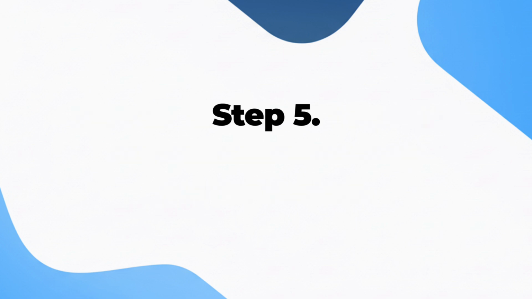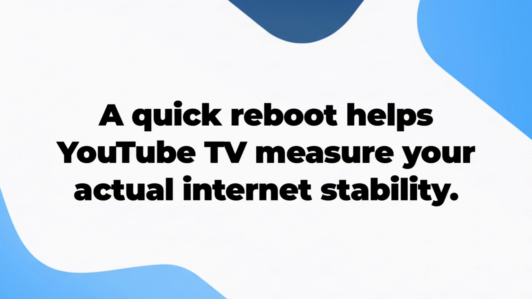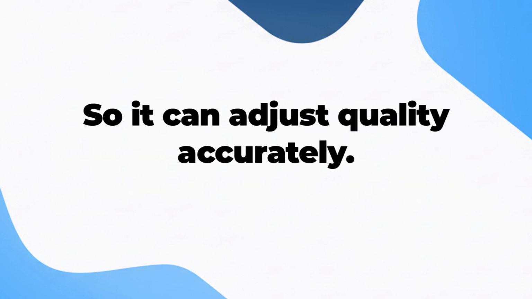Step 5. Restart router or device. A quick reboot helps YouTube TV measure your actual internet stability, so it can adjust quality accurately.